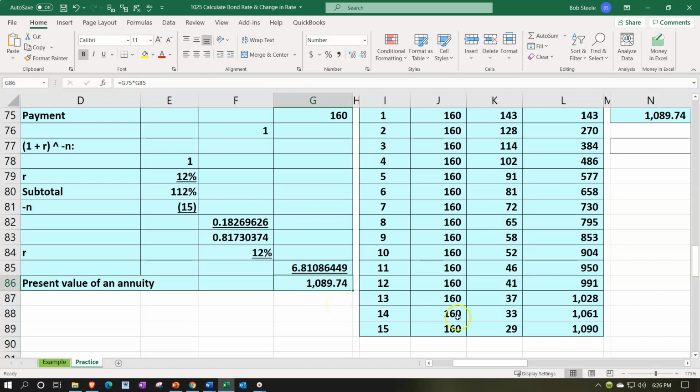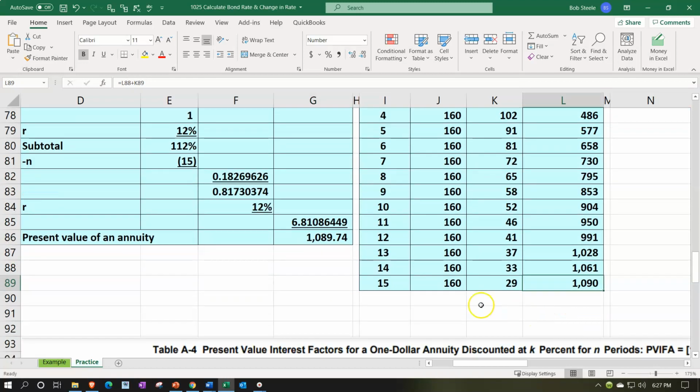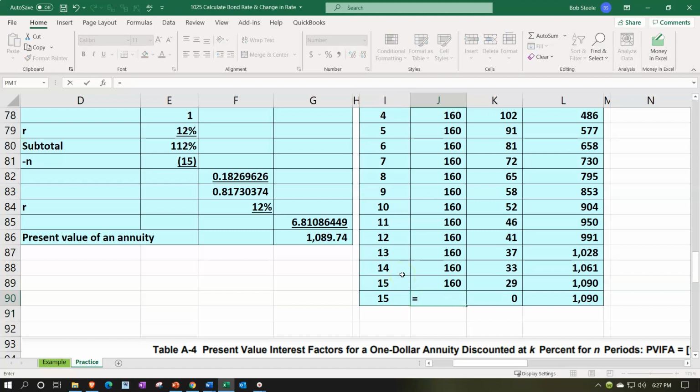So we got the 1,089, about the 1,090. We could do that one more time here and get to our answer. So let's do that. Grab that fill handle and drag it down one more time. But we need 15 payments, doubling up on the 15, changing the 160 then to the 1,000.